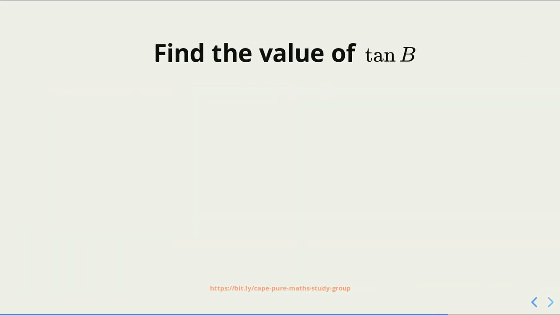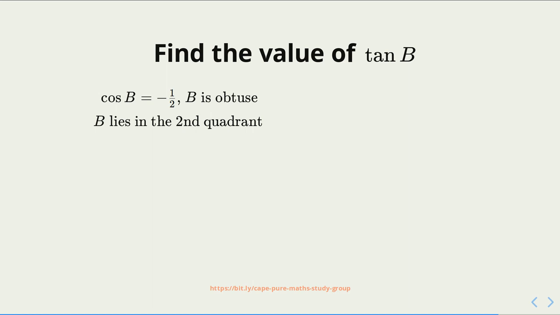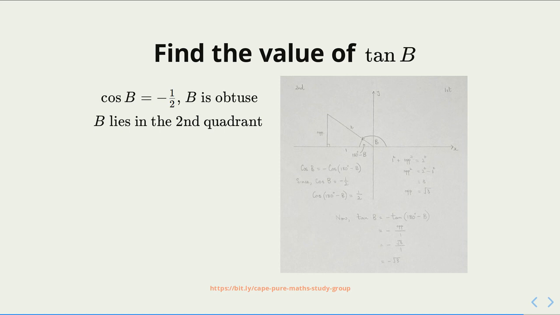Let's find the value of tan B now. Given that cos B is equal to -1/2 and angle B is obtuse, it follows that angle B lies in the second quadrant. The right-angled triangle formed in the second quadrant would contain angle 180 minus B. Cos B is equal to negative cos of 180 minus B because cosine is negative in the second quadrant. Hence it follows that cos of 180 minus B is equal to 1/2.